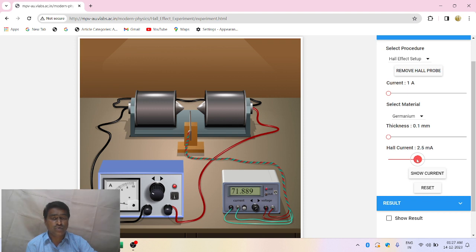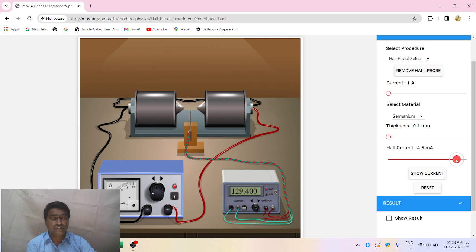For 2.5, it is 71.889. For 3, it is 86.267. For 3.5, it is 100.645. Then for 4, it is 115.023.